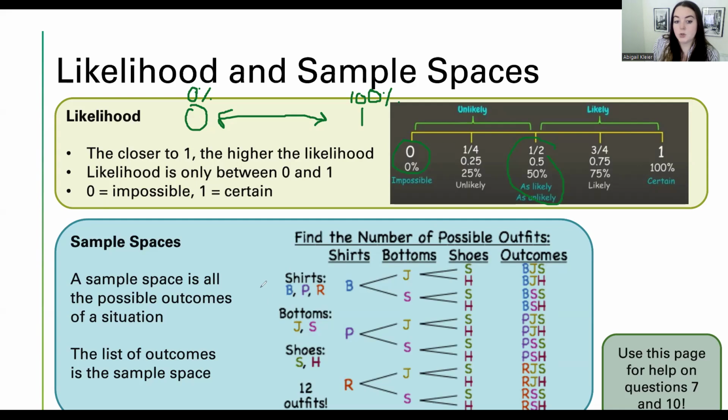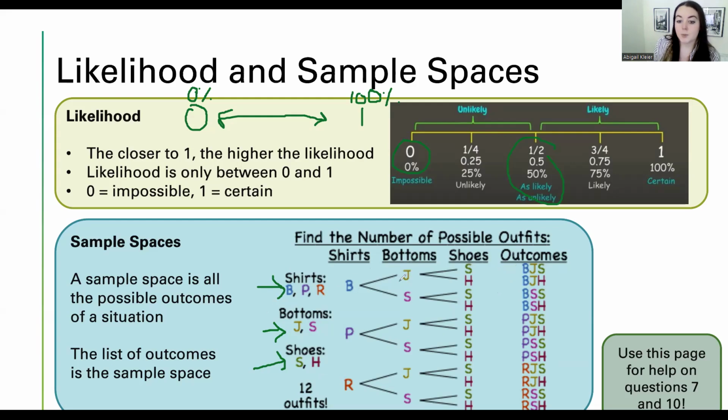They are picking two different bottoms, jeans or shorts. They have two different types of shoes, and there's 12 possible outfits. Now, in order for them to figure out all of those options, they want to create a sample space. And that sample space is a gathering of all possible combinations.